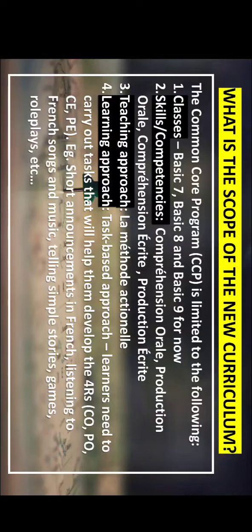This scope, I've subdivided it into four parts. The first scope is the classes. The new curriculum we are talking about here is a Common Core Program. The classes that it covers are Basic 7, Basic 8, and Basic 9 for now. These were formerly called Junior High 1, JHS 2, JHS 3. So that is a scope. You cannot use the CCP in upper primary or lower primary or kindergarten, or in senior high school. It's limited to those classes.